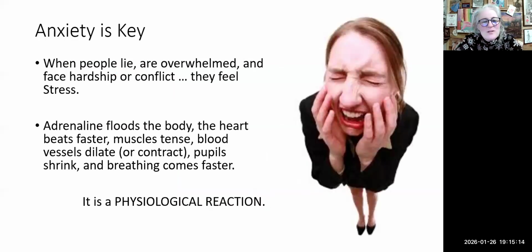At the root of body language is anxiety. When people lie or are overwhelmed, face hardship or conflict, they feel stress. And adrenaline floods the body, the heart beats faster, muscles tense, blood vessels dilate, pupils shrink, and breathing comes faster. It is a physiological reaction. So we have physiological reactions to the stresses around us, and our bodies react.